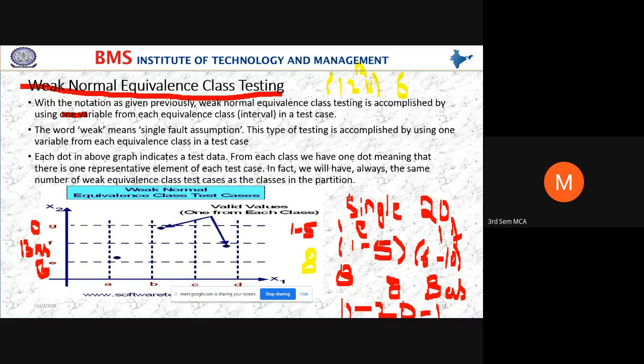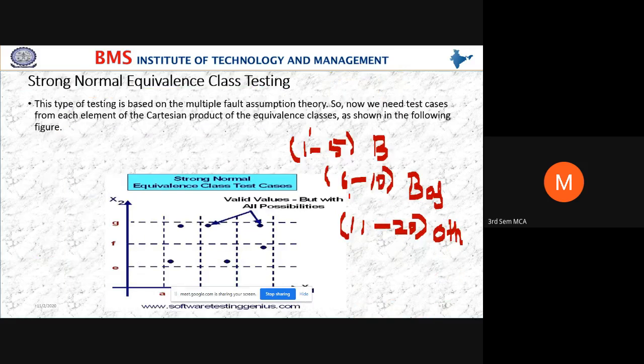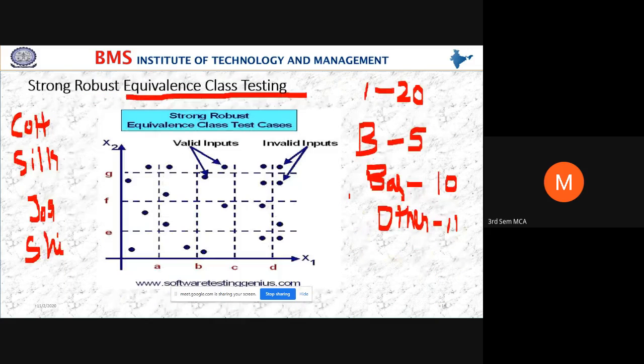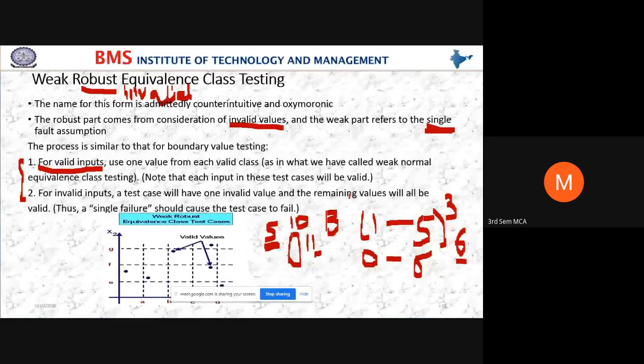Again here we have weak normal equivalence class, strong normal equivalence class, weak robust equivalence class, and strong robust equivalence class. All this we have seen in the last class. Students, what is robust and weak? Weak means a single testing. Robust means, what is the meaning of robust? Robust is a part of consideration of invalid values. So it will allow invalid values also. But here we are checking a single value.